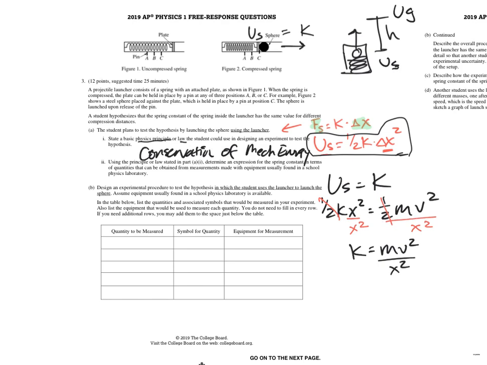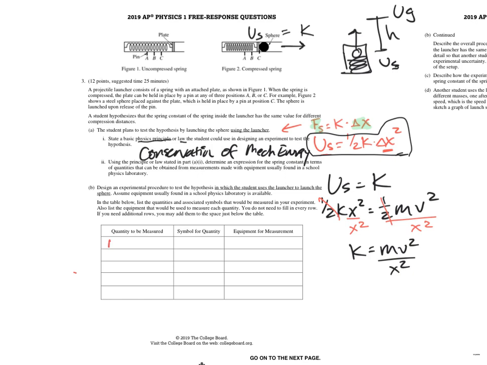As far as these variables go, quantities to be measured, I'm going to have to get the mass, the speed, and the displacement of the spring. Most of those are pretty straightforward. Anytime you get mass, you could say put it on a balance. A triple beam balance is kind of old school, where you don't have to have a digital scale, but you could say a scale.